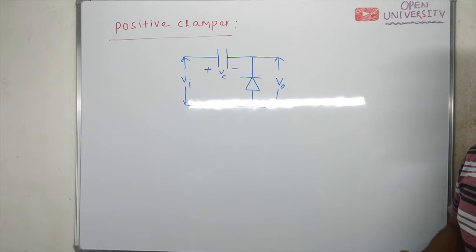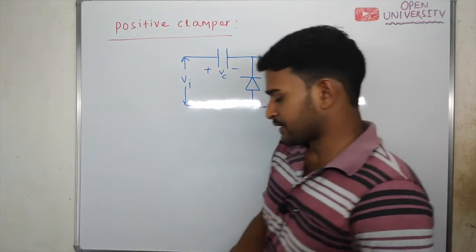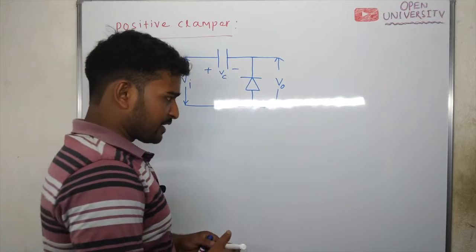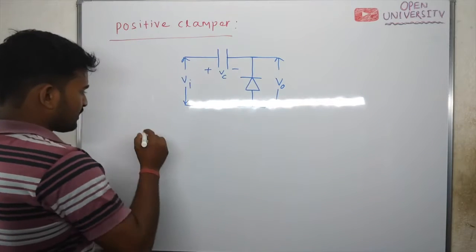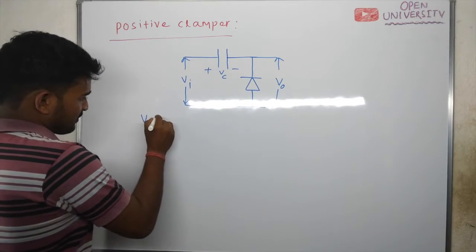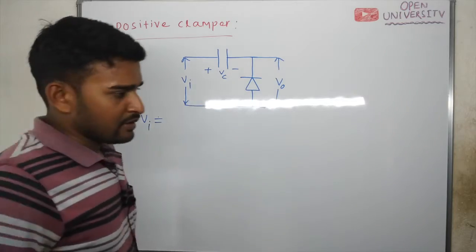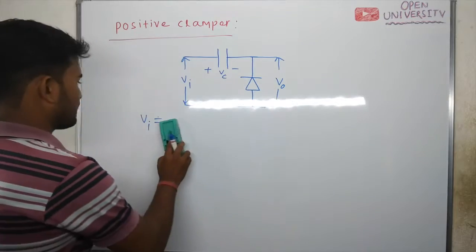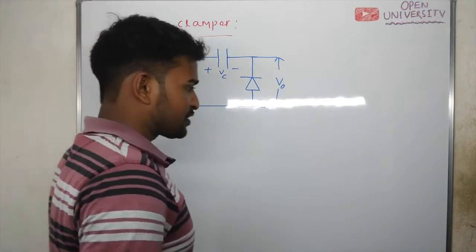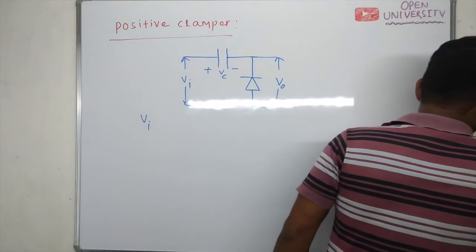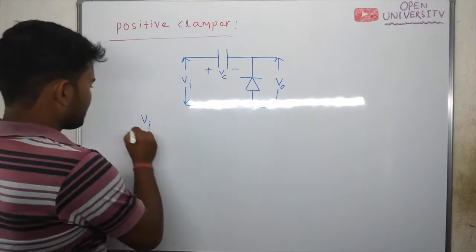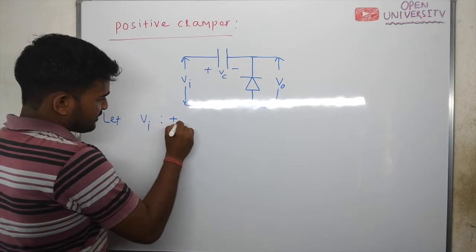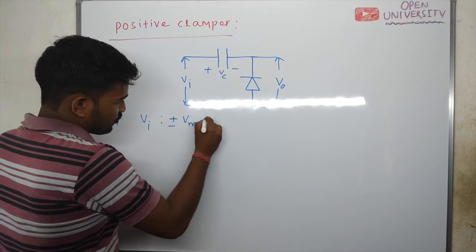Now input voltage can be any AC signal. Vi can be any AC signal. Let me assume Vi is a plus minus Vm square wave signal, having maximum value plus Vm and minimum value minus Vm.